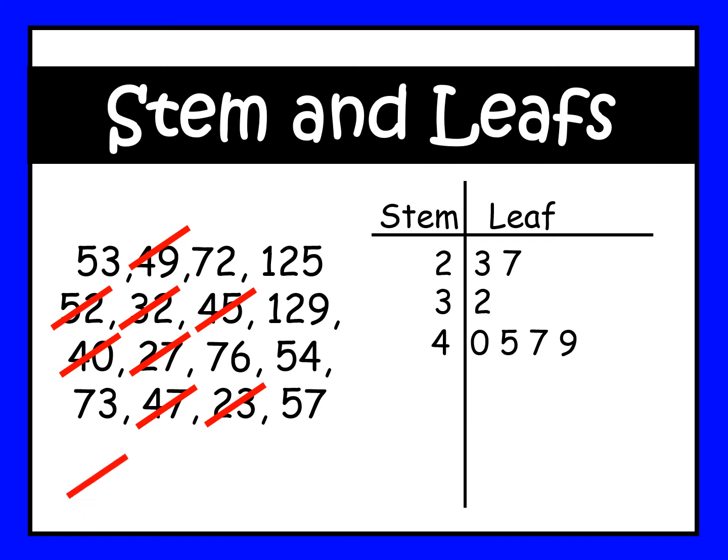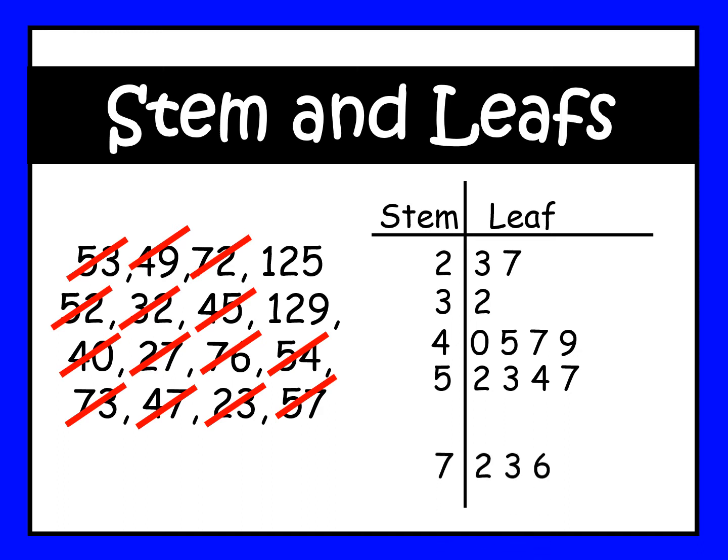Let me see. I have 50s: 52, 53, 54. That is all the 50s. Oh, 57. One more. So I have 52, 53, 54, and 57. I do not have any 60s. 70s: I have 72, 73, 76. Then I have the numbers 125 and 129.